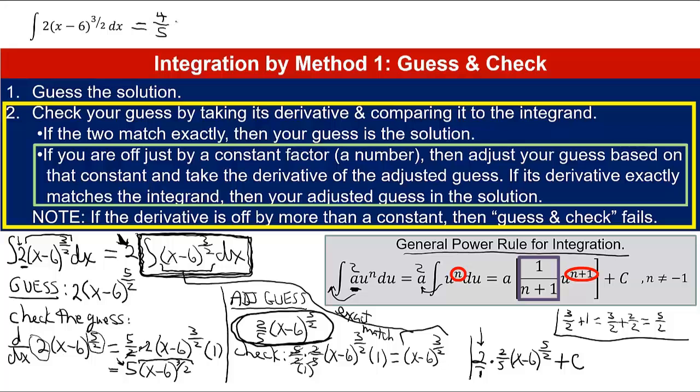4/5 times the quantity x minus 6 raised to the 5 halves power plus the constant of integration. And you solve this problem by guess and check. You can solve it by one of the other methods, but for the simpler ones, you might consider this guess and check. If you don't like it, you don't have to do it this way, but at least you want to look at it and consider doing it this way, at least for the simpler problems.